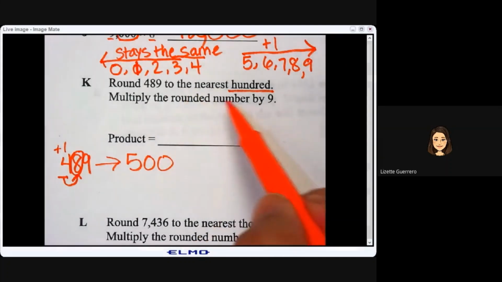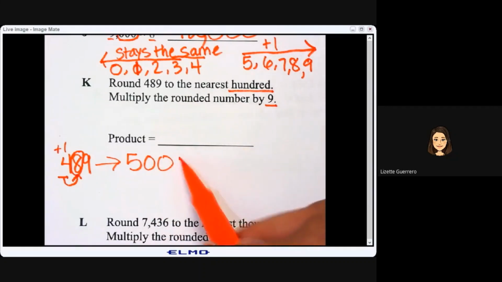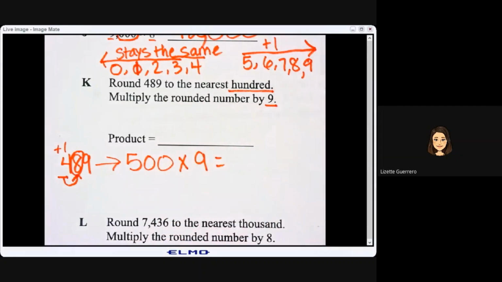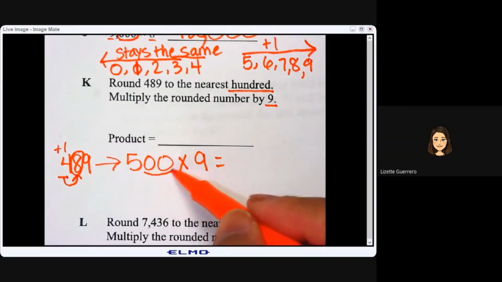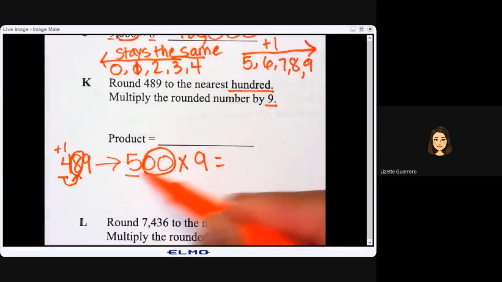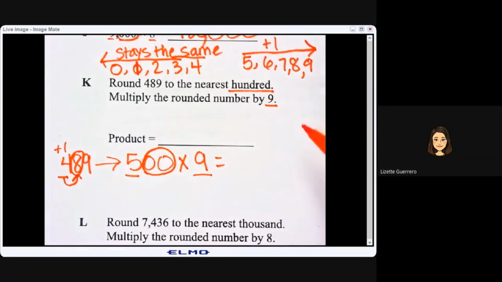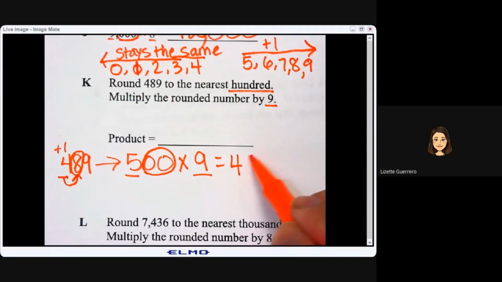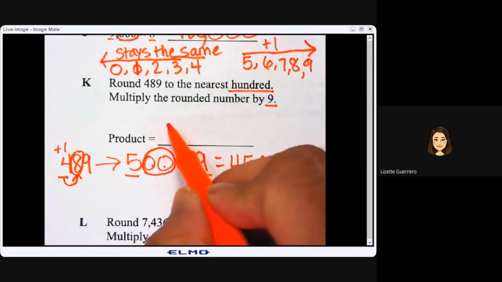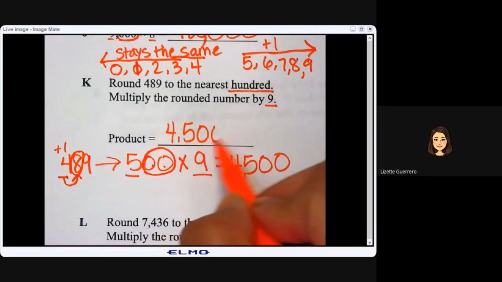Then it says multiply the rounded number by 9. So we're going to multiply by 9. 500 times 9, and you're using your trailing zeros. Circle your trailing zeros, multiply your facts, 5 times 9, and 9, 18, 27, 36, 45. And attach your trailing zeros. 4,500.